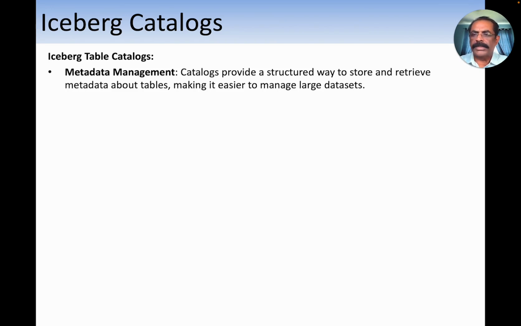So the catalog basically manages your metadata, your table location, and mostly its metadata JSON, which is particularly easier to manage for large data sets. That's why you need to build a catalog. It's a structured way to store and retrieve information about tables.